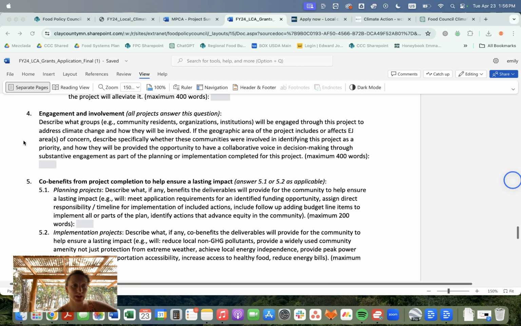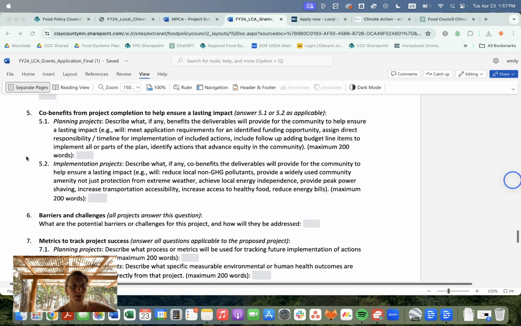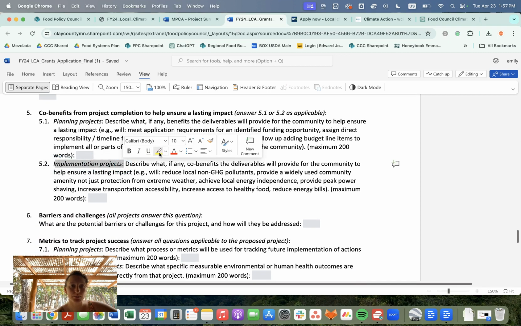So then the next one is looking at engagement and involvement. We're going to be describing what groups will be engaged through this project to address climate change and how they will be involved. I think this is going to be a really cool one for us to be able to respond to because of the nature of food systems work and food council work. It's very grassroots, community oriented and driven. Next, we're going to talk about the co-benefits from project completion to ensure a lasting impact. And I will be focusing on this one, implementation projects. Describe what, if any, co-benefits the deliverables will provide for the community to help ensure a lasting impact.